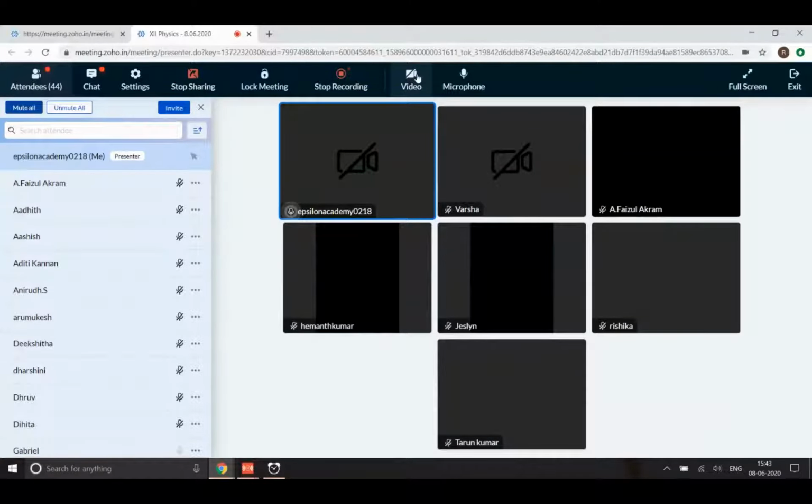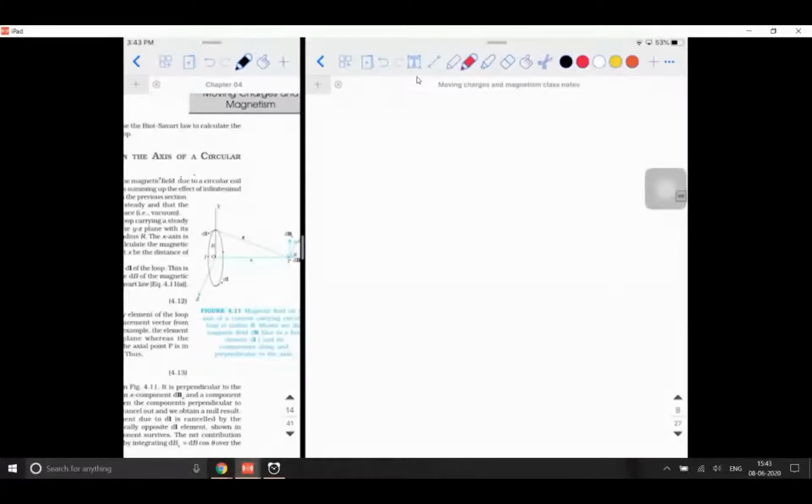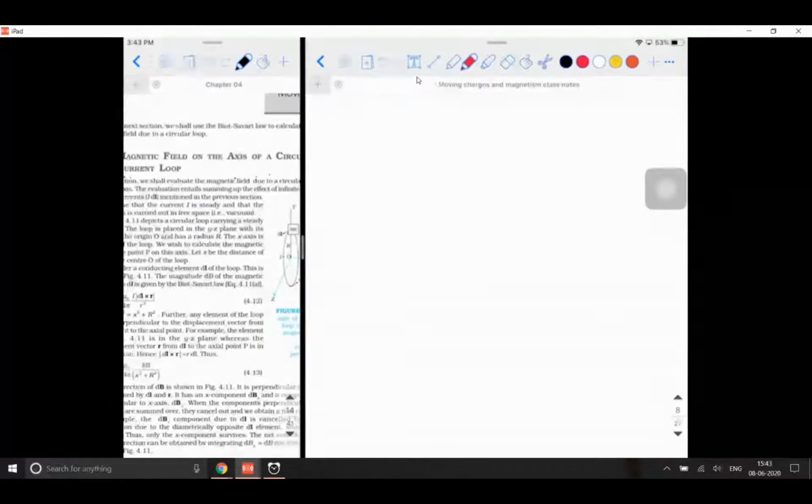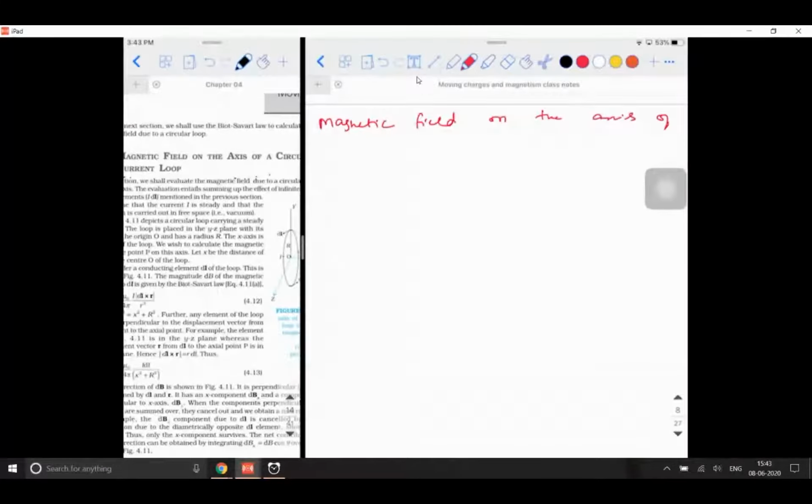See, this is slightly a tricky concept. I want you all to concentrate properly, so please get it clarified. The heading, write it down: magnetic field on the axis of a current carrying loop.